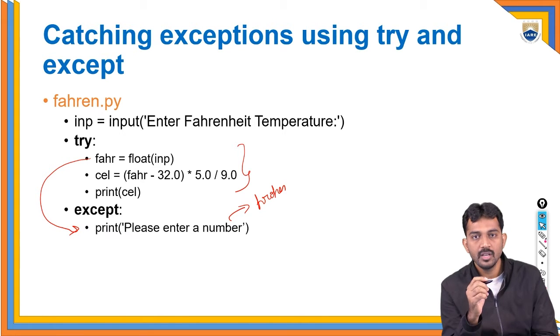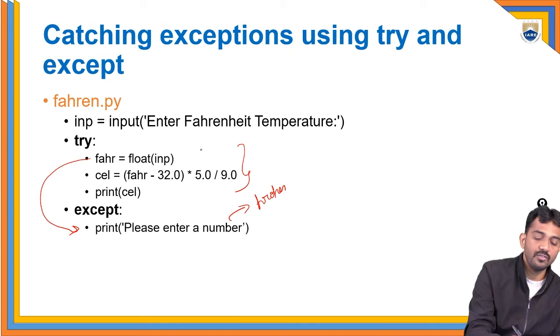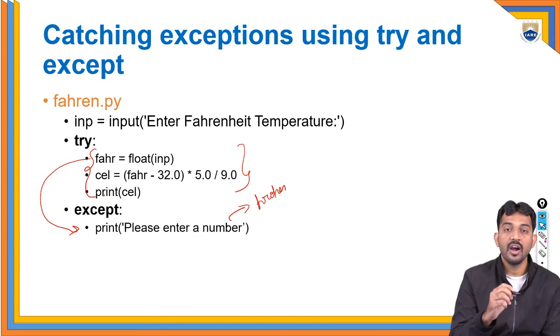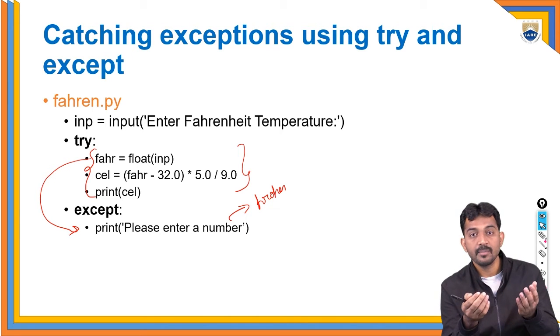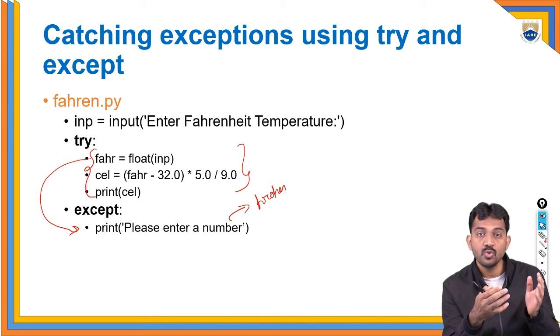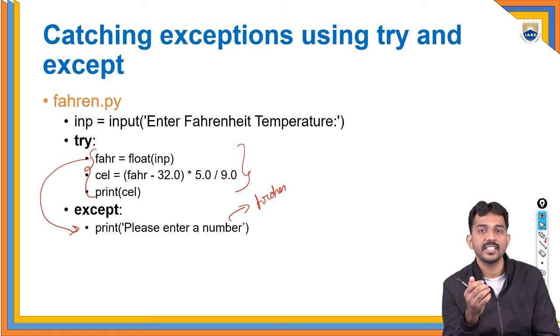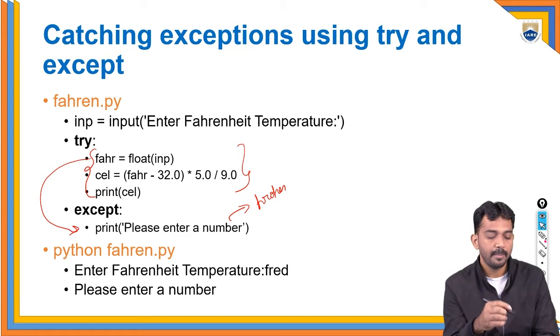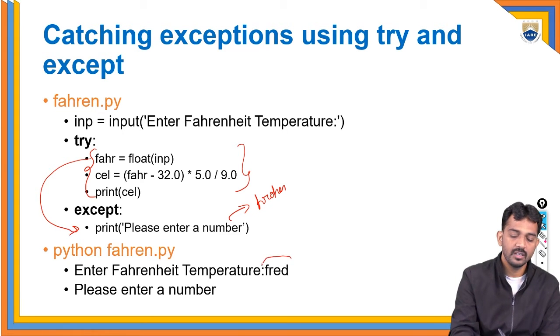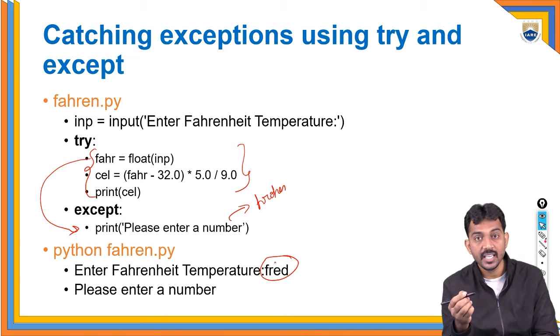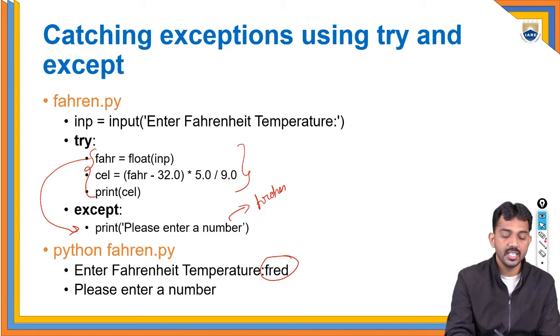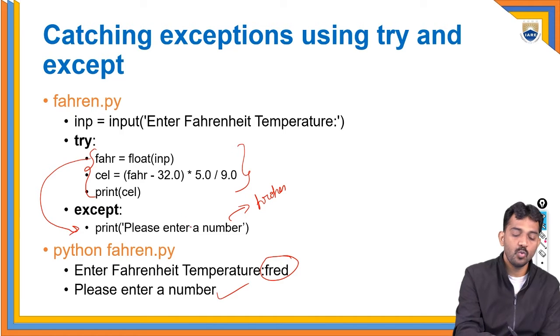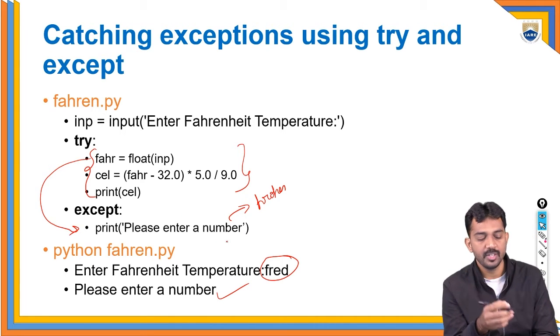Is this clear? So the try block: wherever you are expecting an error, you write it inside the try block. And when that particular error comes, whatever message is to be printed, you write inside the except. We'll see all these things in the IDE. See, if you write the same thing, Fred, this time it didn't generate any error message. It just prints whatever you wrote in the except block.